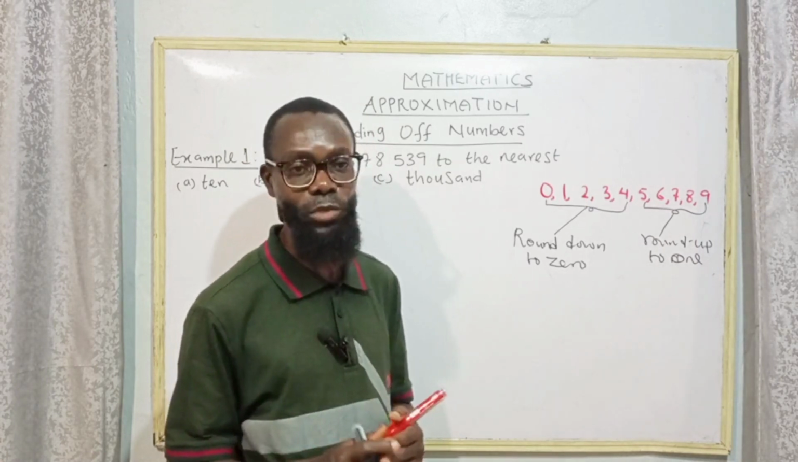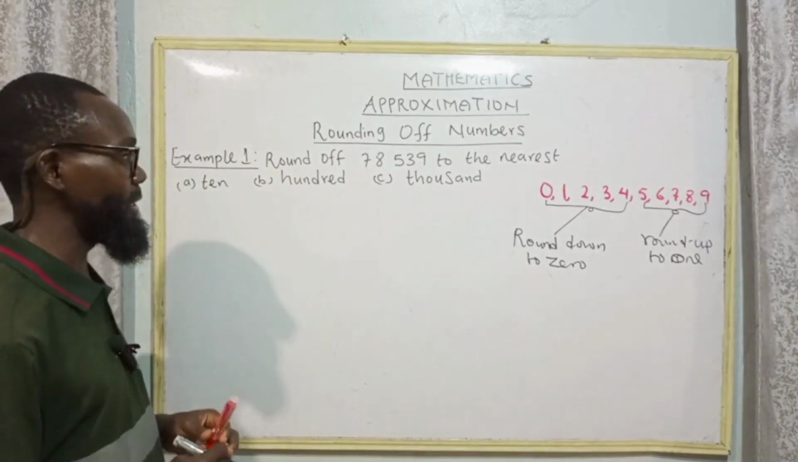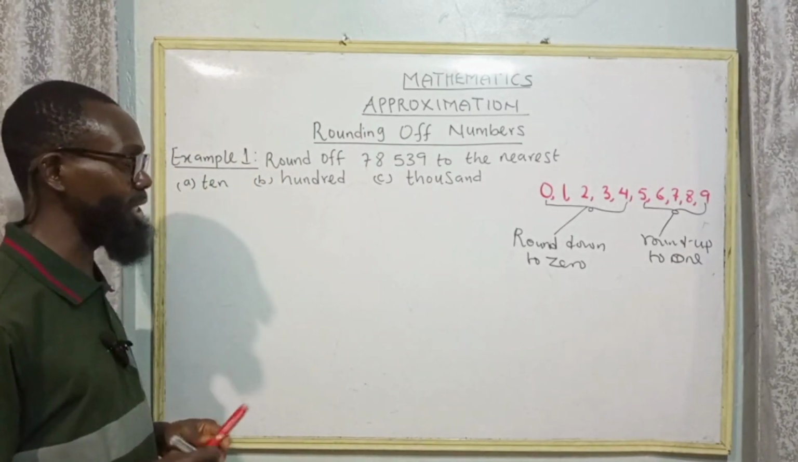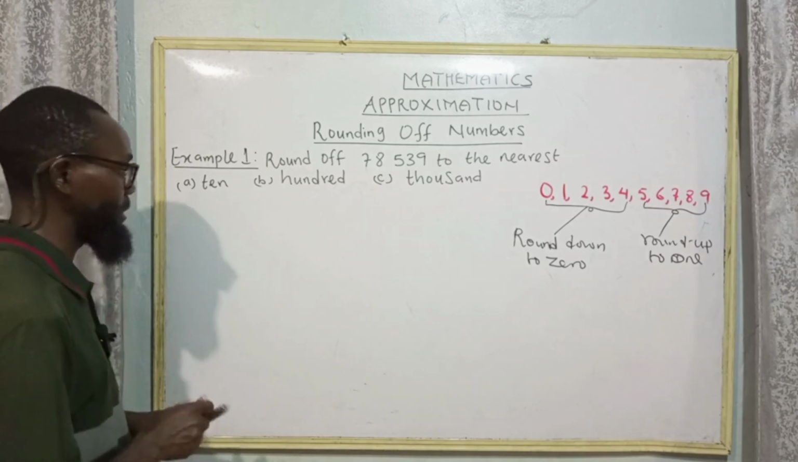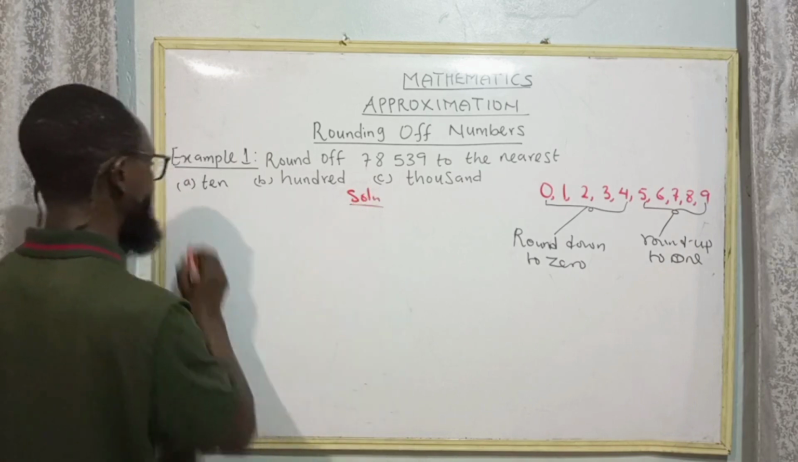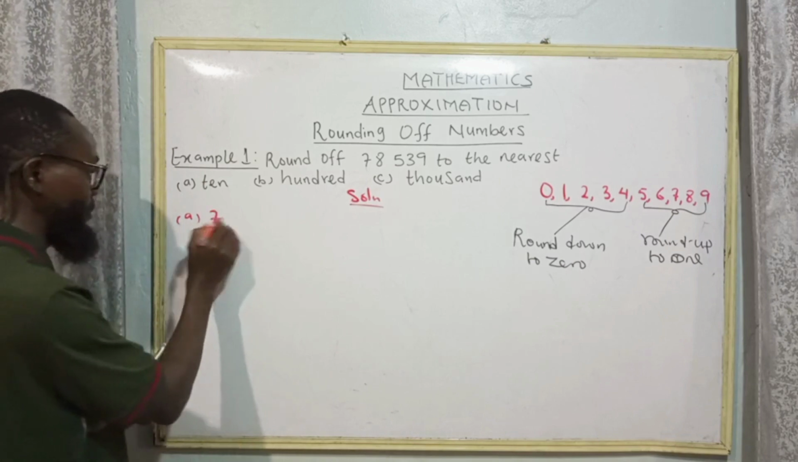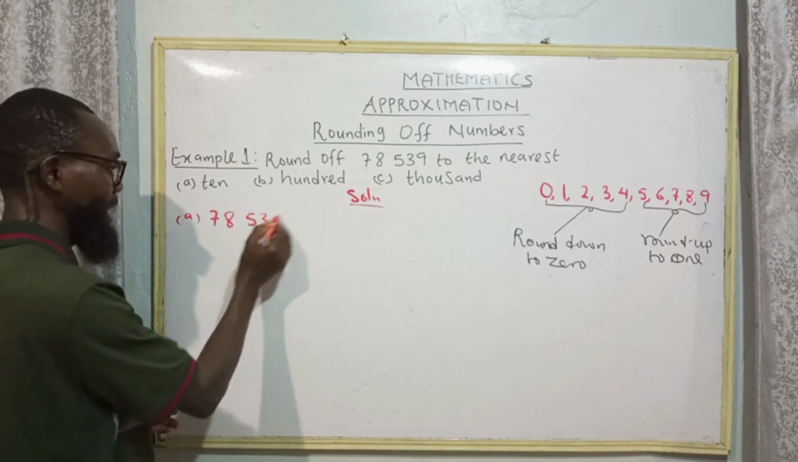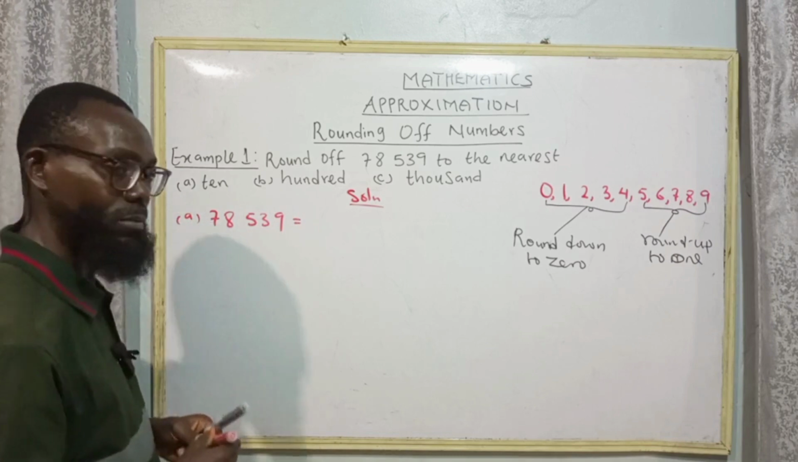Okay, how do we make use of this? Example 1: round off 78539 to the nearest 10. How do we go about this? First, don't forget the place value of 10. So we have 78539. The first thing is to determine our tens.